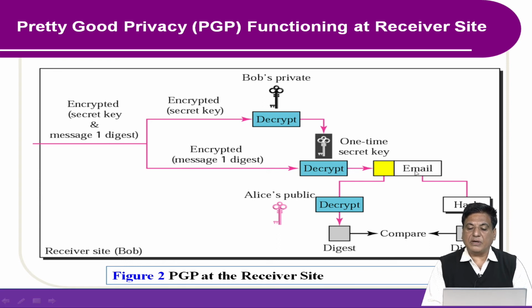Now what will we do? We again use the hash function to generate a digest, and we also use the decryption function with the public key of Alice to recover the digest, and then we compare both digests. If both digests are the same, it means we have securely sent the email, and we achieve all four aspects of security: integrity, privacy, authentication and non-repudiation.